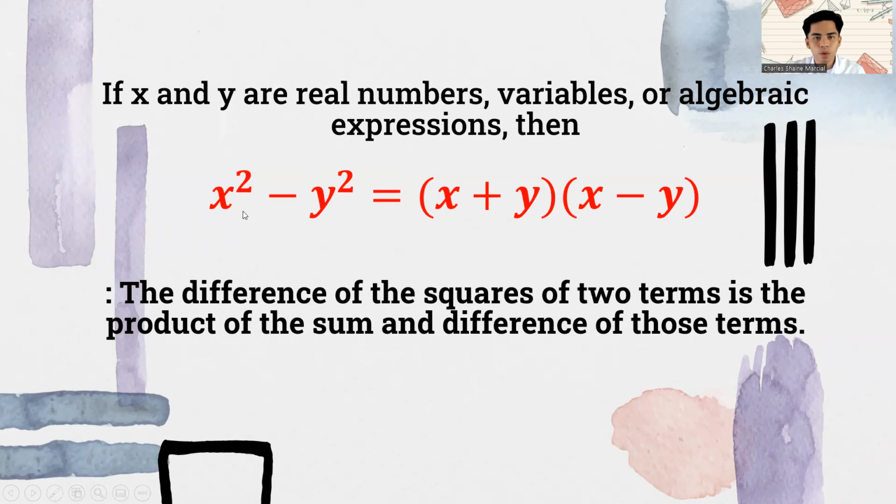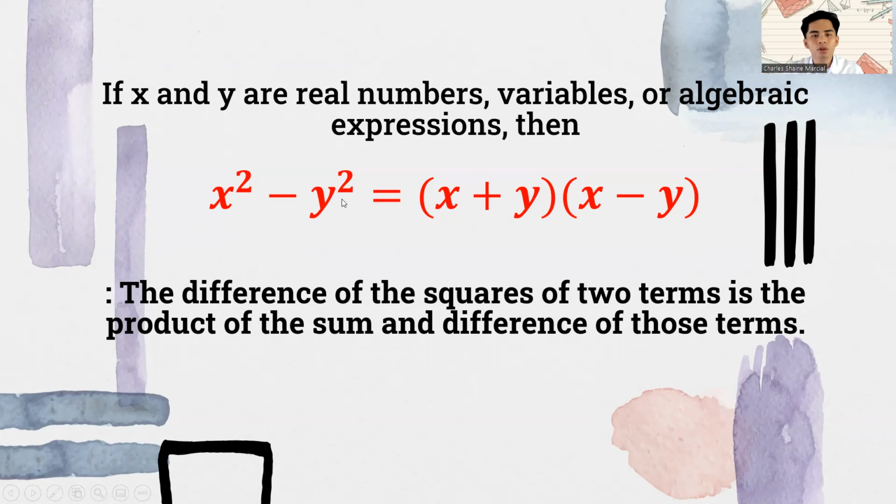So we have x squared minus y squared. So kaya siya nasabing difference kasi meron siyang subtraction sign or minus sign. Okay? So we have x squared, so ibig sabihin naka-square siya, as well as y squared.